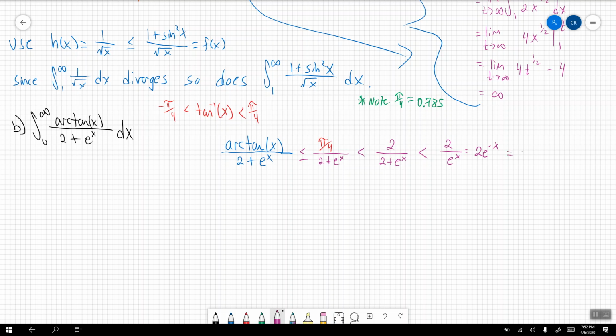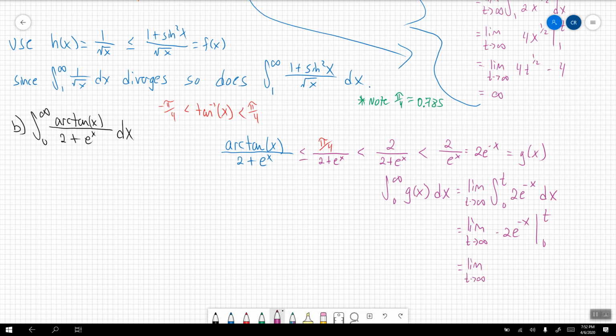I'm going to call this g of x. So let's look at the integral from 0 to infinity of g of x dx, and we're going to see if this holds. That's going to be the limit as t goes towards infinity of the integral from 0 to t. G of x was 2e to the negative x dx, which means this is the limit as t goes towards infinity, and that's going to be a constant, so that's negative 2e to the negative x, evaluated from 0 to t. This means the limit as t goes towards infinity of negative 2e to the negative t plus, because that's going to be a minus, 0, so that's going to be plus 2. There we are.